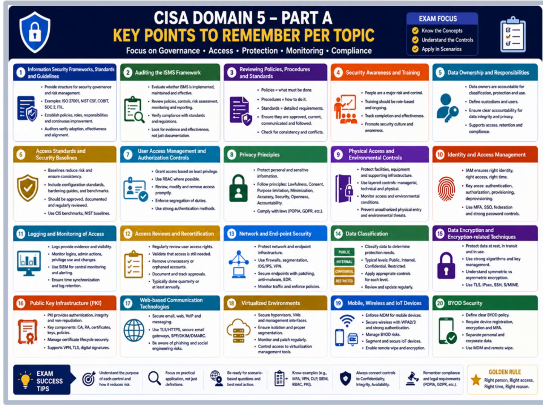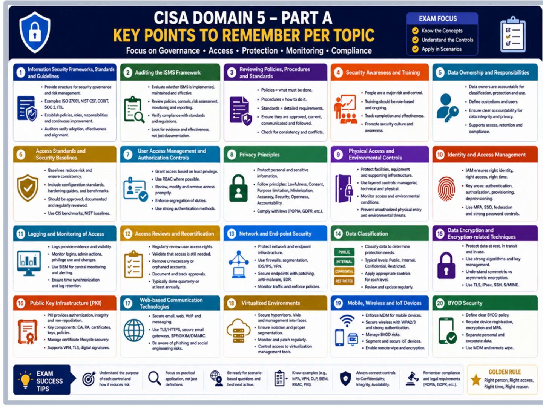These key points summarize the most important concepts to remember for CISA Domain 5 Part A, which focuses on protecting information assets through governance, access control, monitoring, encryption, and operational security. Information security frameworks, standards, and guidelines provide the structure for governance, risk management, and security controls. You should understand frameworks such as ISO 27001, NIST CSF, COBIT, CIS controls, and related standards.